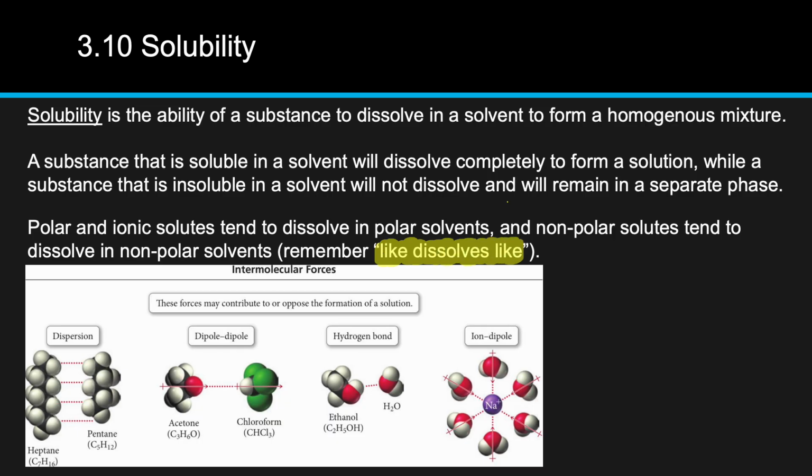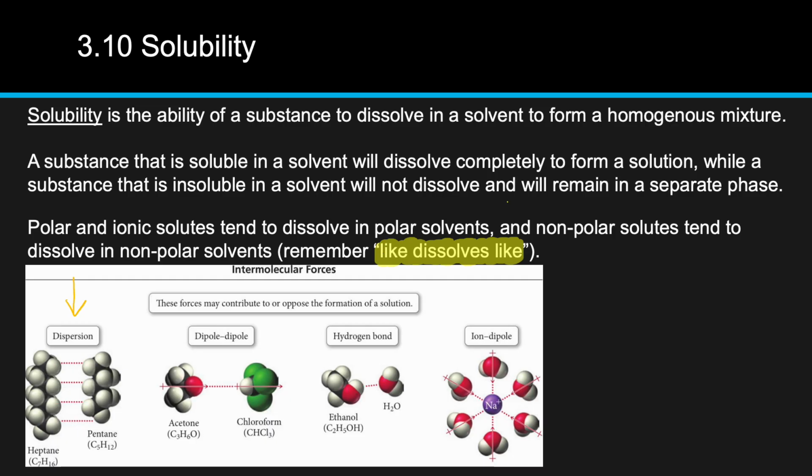Now looking at our diagram on the bottom here, the type of intermolecular forces that are present, such as dispersion forces, dipole-dipole interactions, hydrogen bonding, or ion-dipole forces, are going to determine whether a substance will mix or stay apart. So for example, if we were looking at heptane and pentane, those are two nonpolar molecules, which means the only type of intermolecular force they have are London dispersion forces.